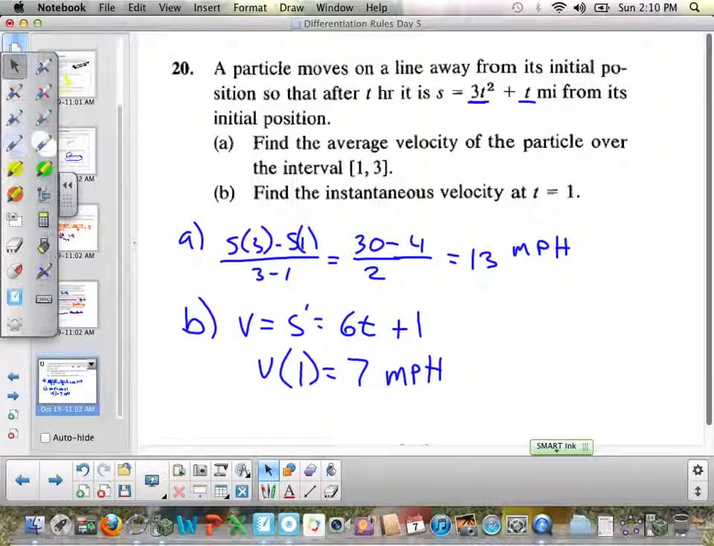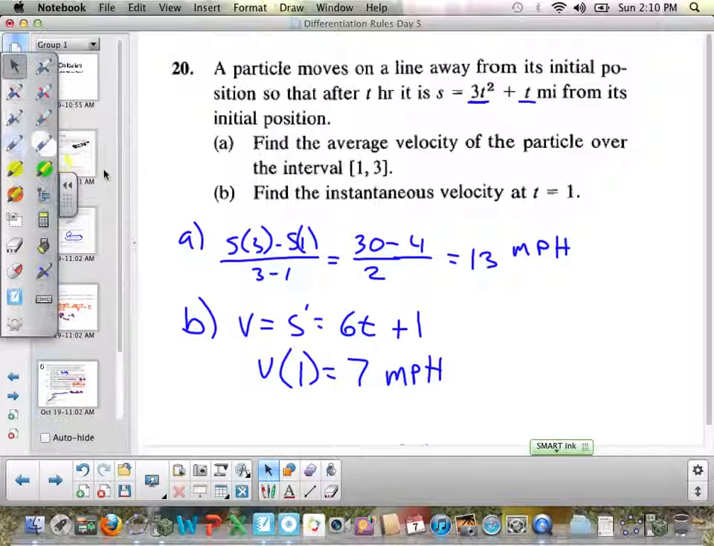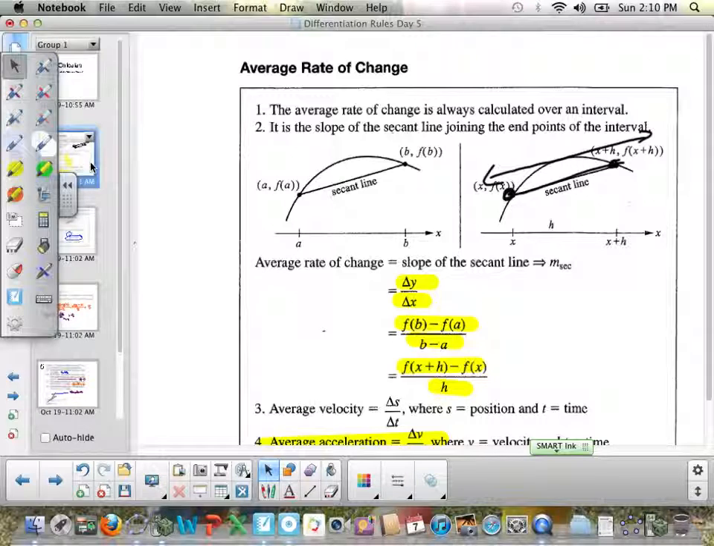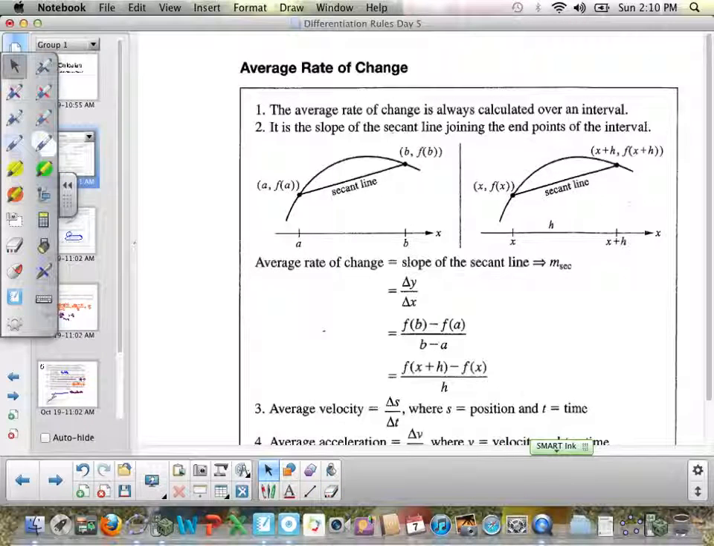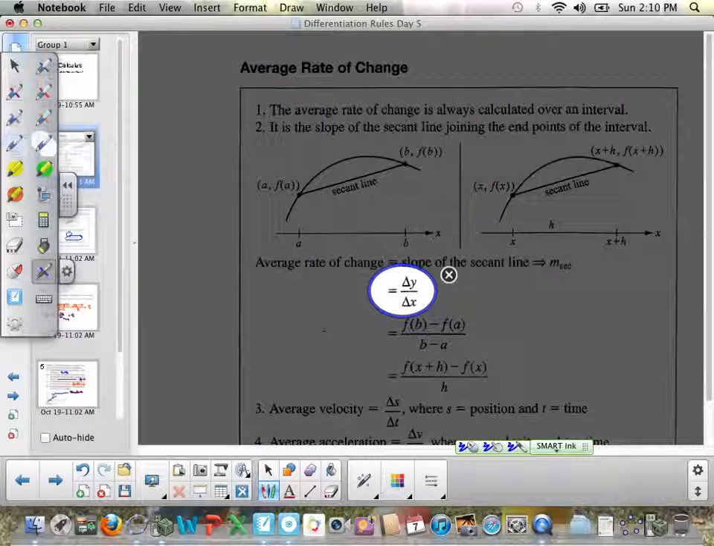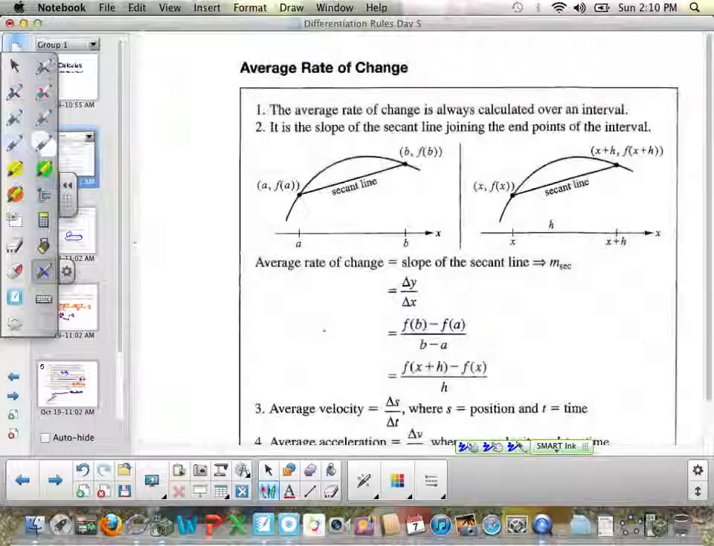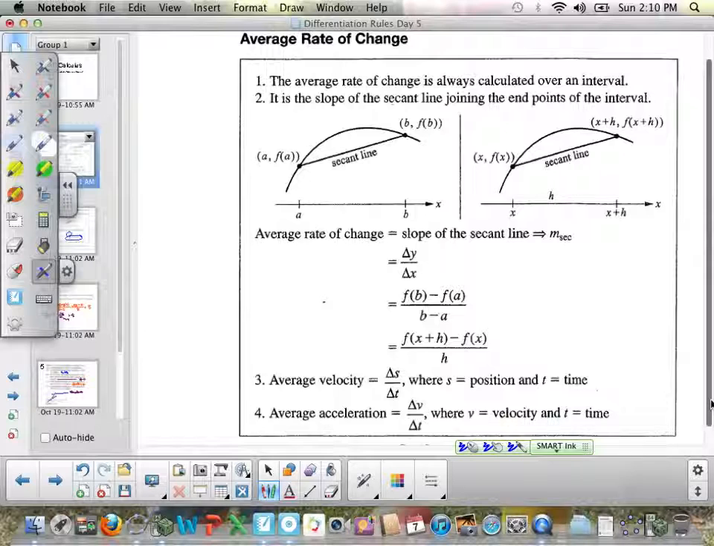So in review, the average rate of change of a function is the slope of the secant line: change in y over change in x. And that is the average rate of change. The average rate of change of velocity will give us average acceleration.